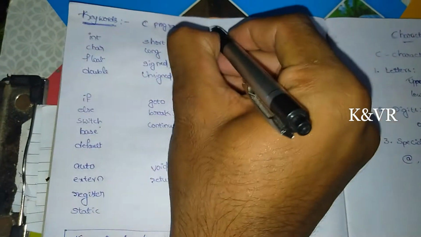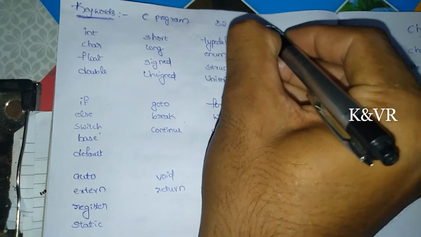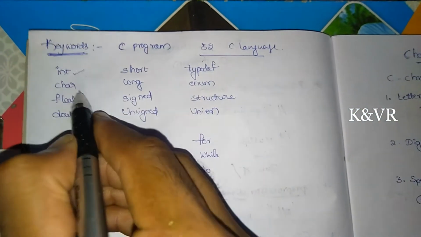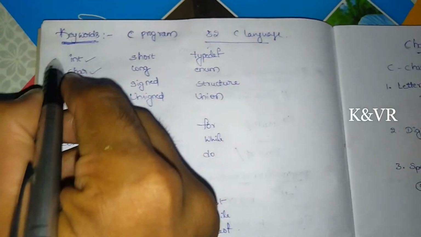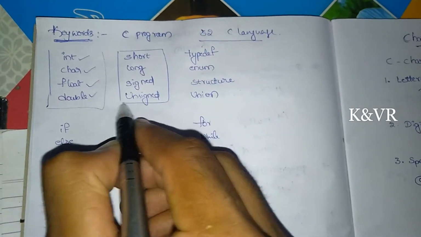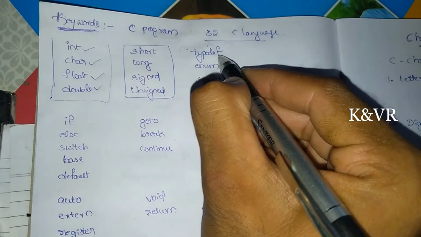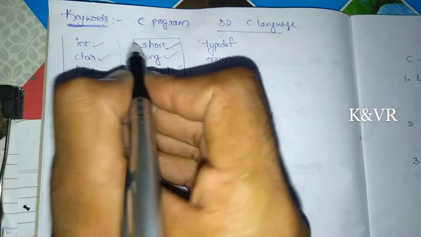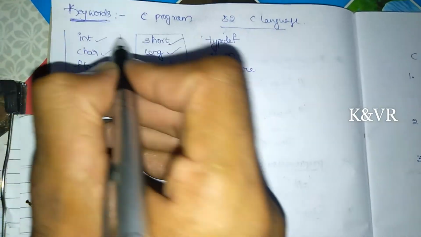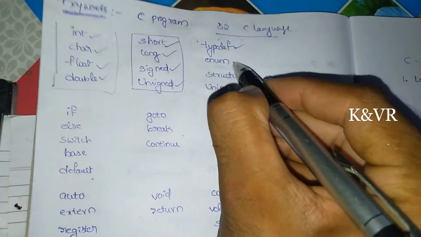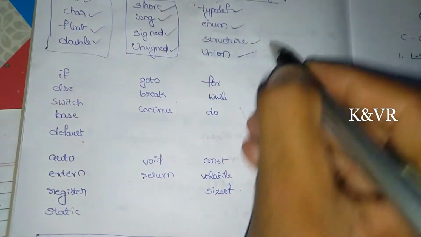In total we have 32 keywords in the C language. They are int, char, float, double. These all come under data types. These represent size: short, long, signed, unsigned. We can use these before the data types, like short int, long int, signed int, unsigned int, etc. These are typedef, enum, struct, union. Later we will come across these.